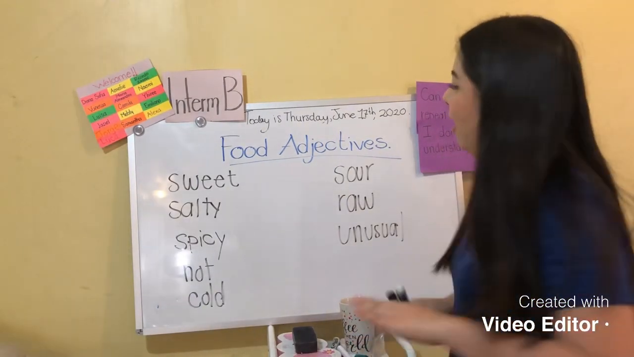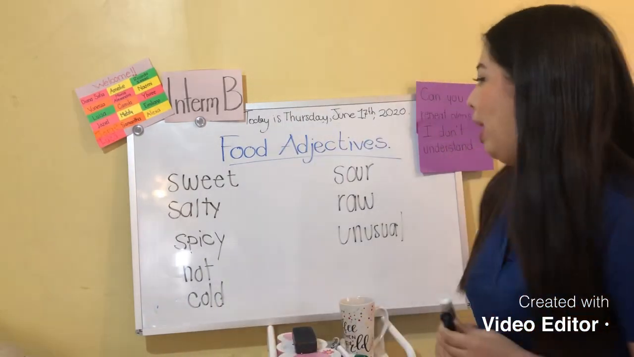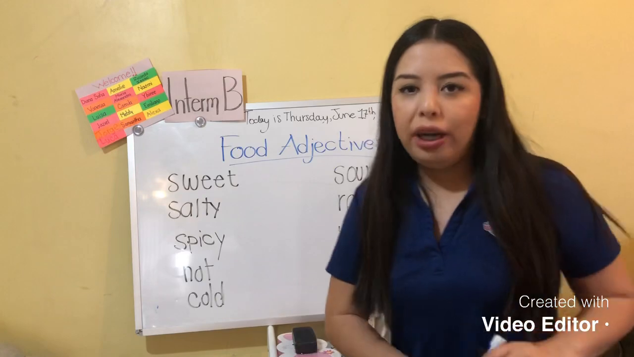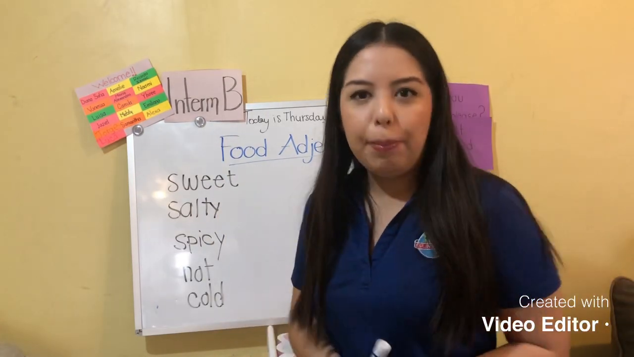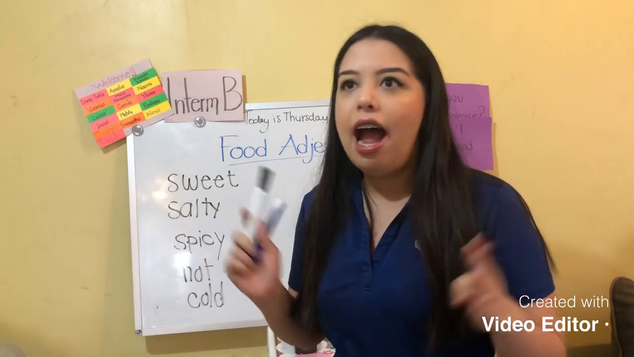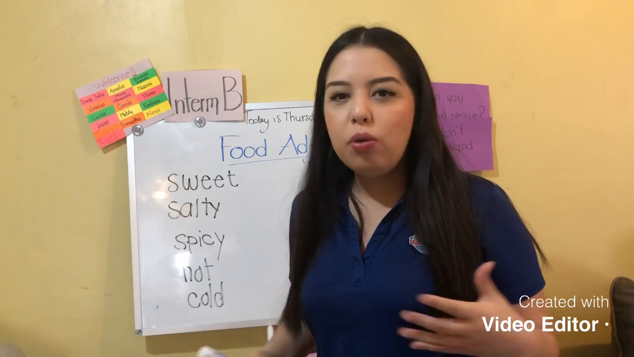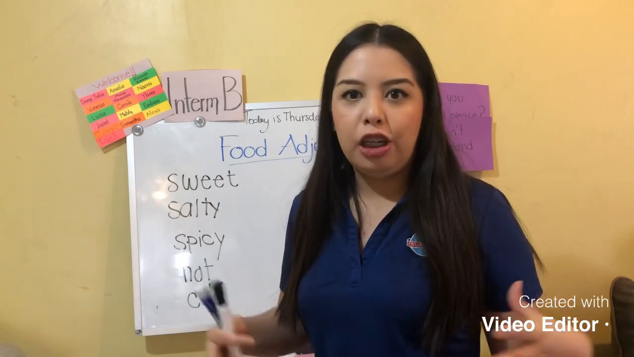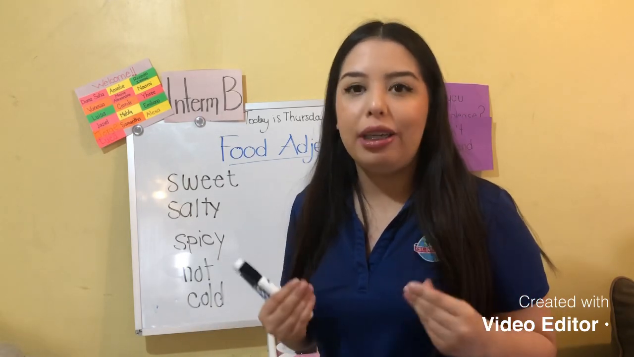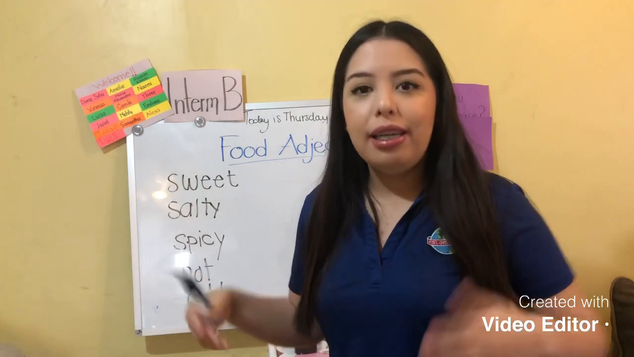Excellent, guys. So right now we're gonna learn a few adjectives to describe the food. Number 1, we have sweet. What is sweet? For example, the candies, the chocolate, the cakes, the pies. Those things like M&Ms, Hershey's, those are super sweet and they are super delicious also. So sweet is like that.